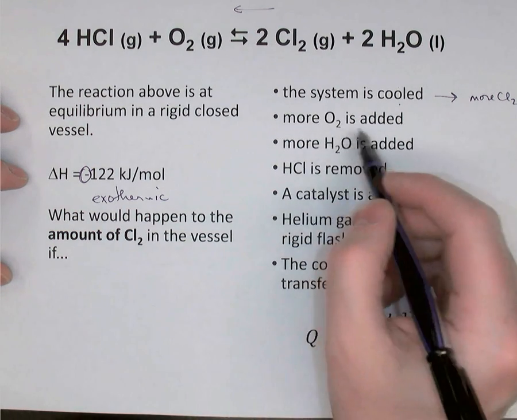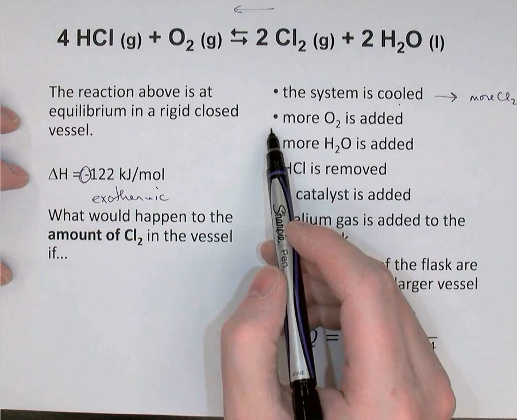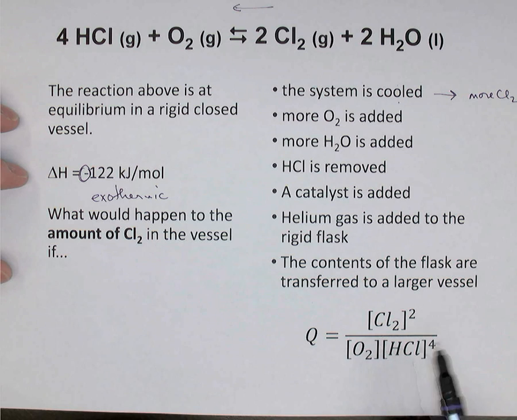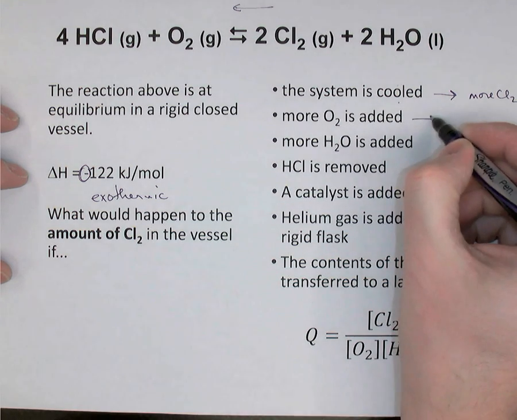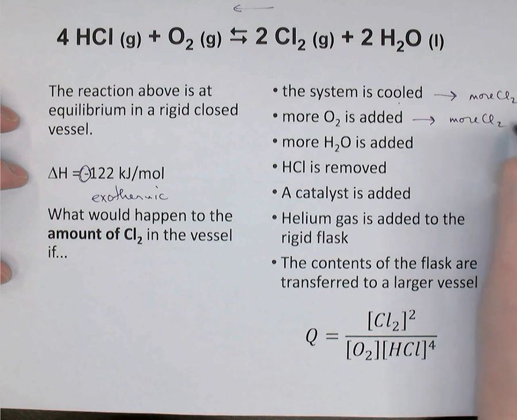What happens if you add some oxygen? Well, oxygen is a gas, so adding oxygen increases its concentration. Here's the expression for Q for this reaction. Increasing oxygen concentration will cause Q to get smaller. Q is now less than Kc. That creates a forward shift, and therefore we get more Cl2.